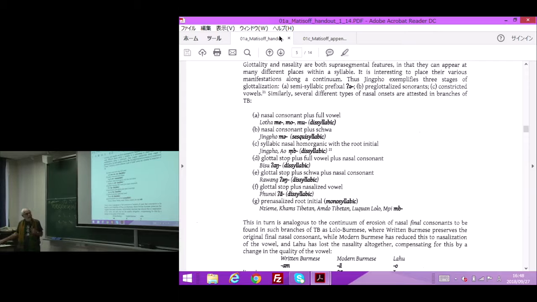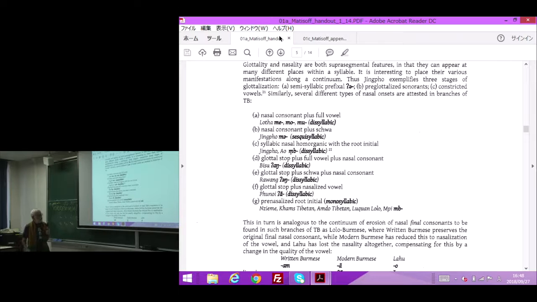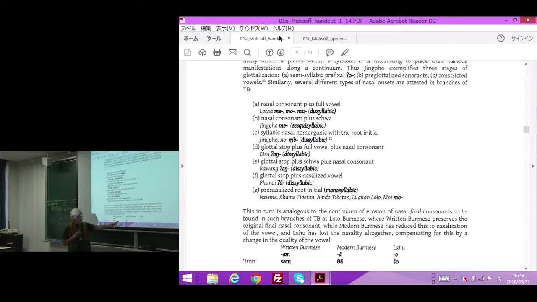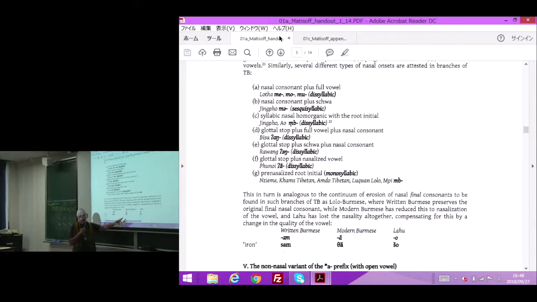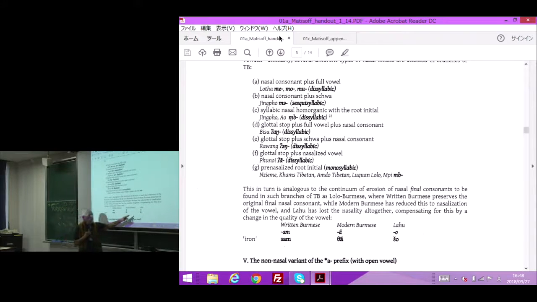Okay, and this is analogous to the continuum of erosion of nasal final consonants that you find, say, in Lower Burmese, where the proto-rhyme am in modern Burmese is reduced to a, but in Lahu, the nasality has disappeared altogether and is replaced by a difference in quality of the vowel. Okay.